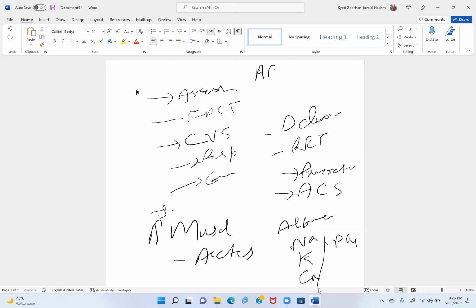ABCD and then global assessment. A for anthropometry, B for biochemistry, pre-albumin or albumin. Sometimes they include the ferritin also in the status. And albumin, these three. So this is to assess the nutritional status. Anyways, I just try to cover as much as possible.